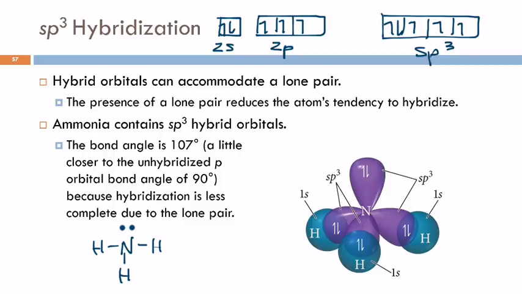Okay, so the unhybridized p orbital bond angle would be 90 degrees, and the observed 107 is a little closer to the 90 because of the incomplete hybridization. We're not going to make a big deal out of that, but I know some of you are going to wonder about it. Any questions?